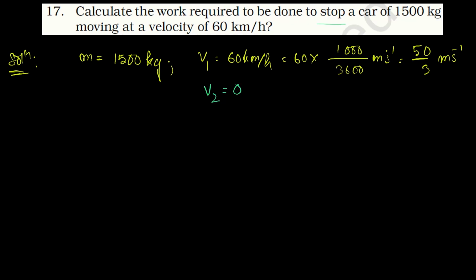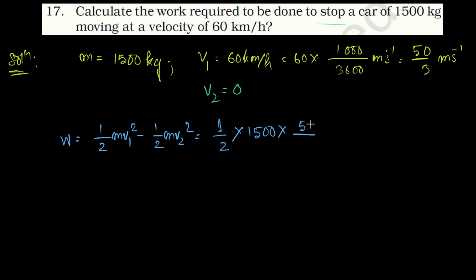What is given here? The work has to be done to stop the car. That means we did some work, and now the car will be at rest. So the velocity v2 will be how much? 0. Now the work done, similar formula: work done equals half of mv1 square minus half of mv2 square. So write down half of m, which is given, constant, 1500. The first velocity is given as 50 by 3, whole square.